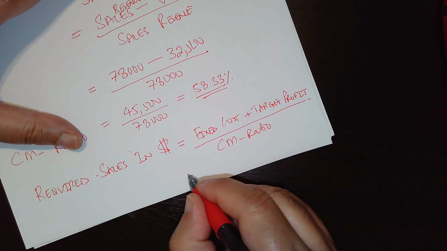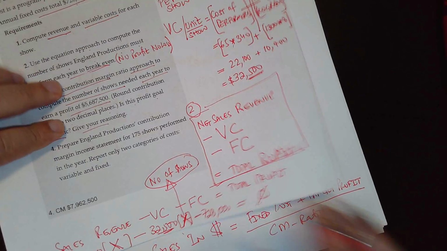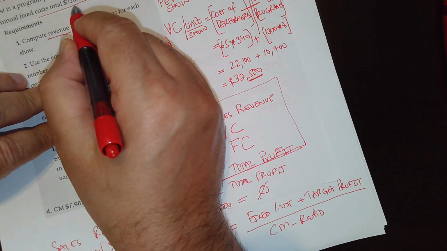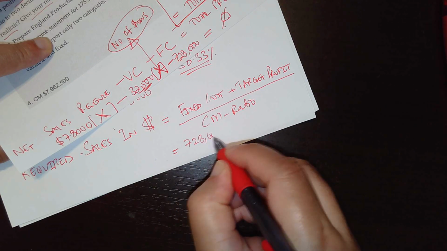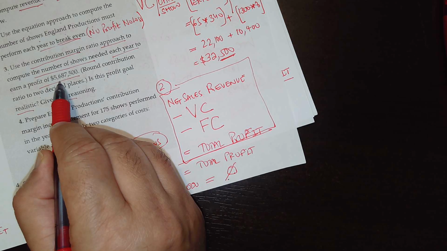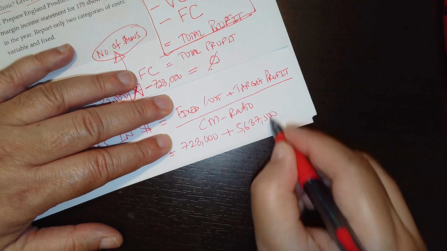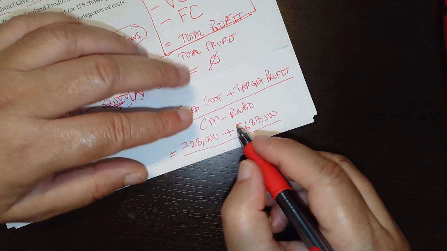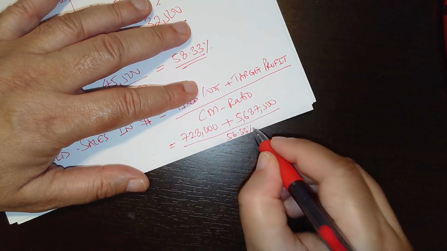So fixed cost, we are already familiar with it. The fixed cost is given to us: 728,000, plus we have been given a target profit of 5,687,500, and our contribution margin is 58.33%. So I'll take you to this next page.